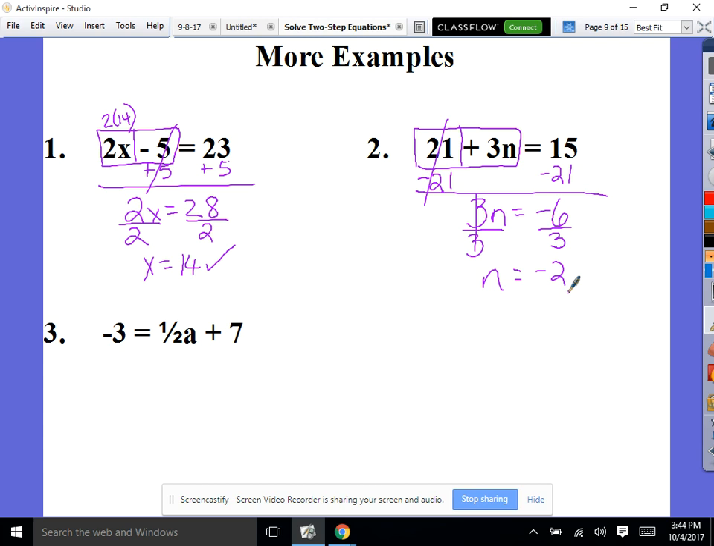So this is 3 times negative 2 is negative 6. I'll write that in so you can see that. And 21 minus 6 equals 15.